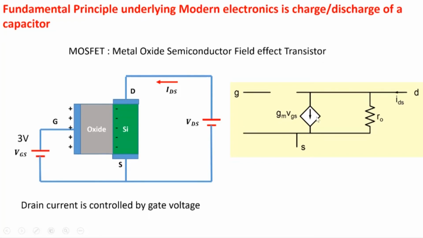Because the current flowing between drain and source is being controlled by the gate voltage. How? By the capacitive action. This forms a capacitor. As you increase the voltage here, as you increase the charge here, the number of electrons increases, and thereby the current increases. So a MOSFET is an example of a voltage controlled current source. All right, so let's continue.